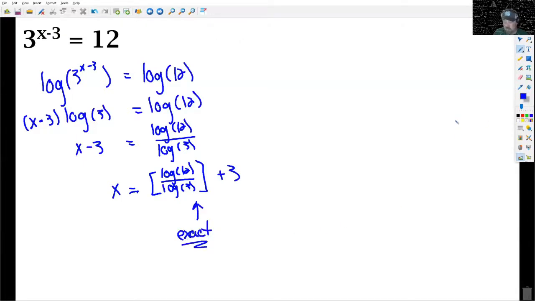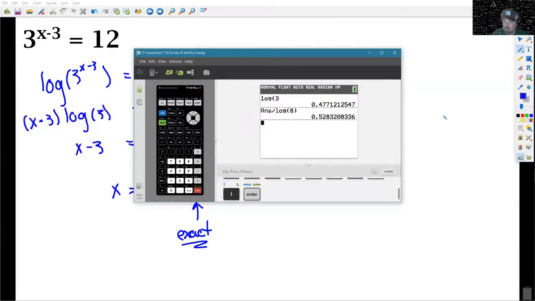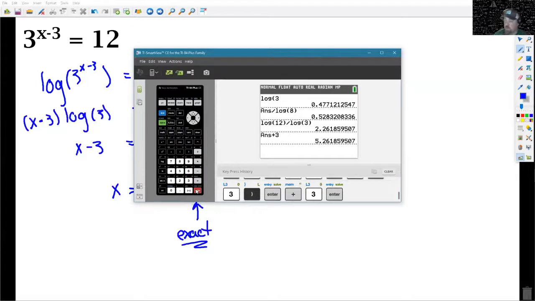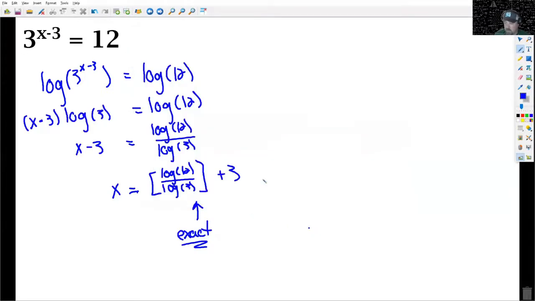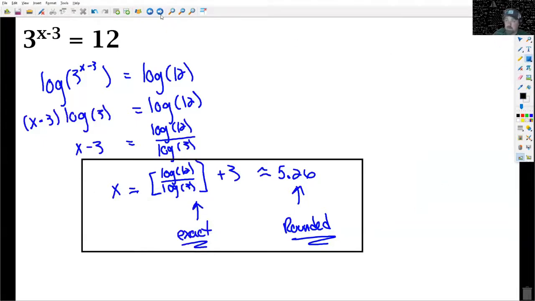So this is our exact answer. We're going to come back in here and plug this into our calculator. So we're going to go log of 12 divided by log of 3. Close those parentheses after you plug in log. And now we're going to add 3 to that. And that means our answer is about 5.26. I'm good with that. So this is about equal to 5.26. That is our rounded answer. And those are the answers that we're looking for. All right. What else we got going on here?